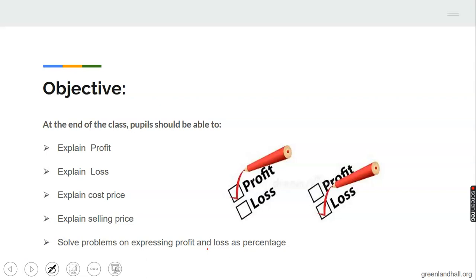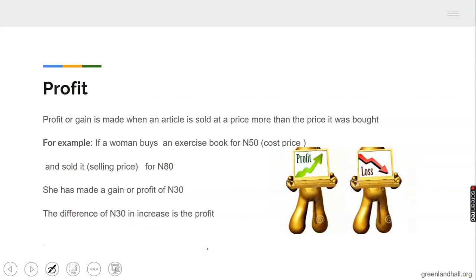Let's explain what profit means. Profit or gain. I'll be using the word profit or gain interchangeably. Sometimes you see me using gain, at times you see me using profit, and it is the same thing. Profit or gain is made when an article is sold at a price more than the price it was bought.